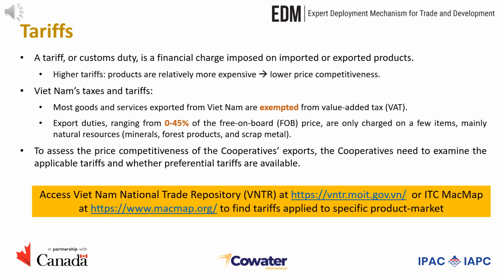It is therefore important for cooperatives to examine the applicable tariffs and to find out whether preferential tariffs are available in order to improve the price competitiveness of their exports. So, where can you find this information? The Vietnam National Trade Repository and the ITC Market Access Map provide useful tools for identifying customs tariffs and tariff rate quotas under different preferential regimes applicable to the cooperative's products. The links to these tools are provided in the slide.